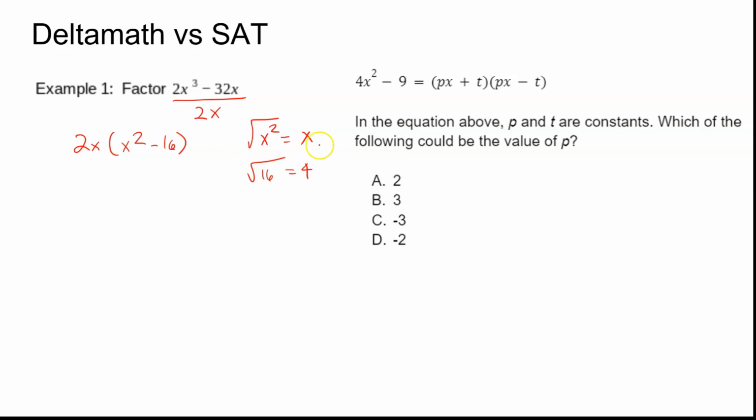But now I'm going to write these two terms in my binomial factors. So I'm going to write two factors, right? I'm going to write x and 4, x and 4. My final step is to put one plus sign in one of them and a minus sign on the other side. And now we're done.